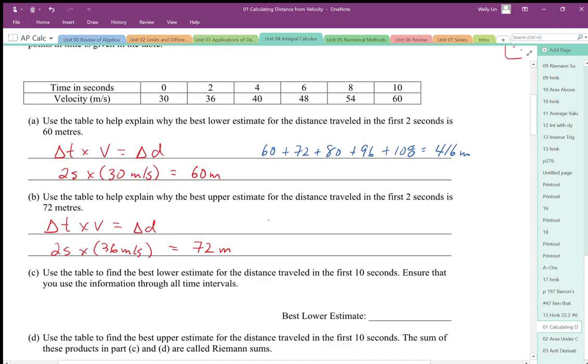My best high estimate is going to be 72 plus 80 for the next interval, 96, 108, and 120 meters. We're going to add those up first. Okay, so it looks like I'm going to have 476 meters as my best high estimate.